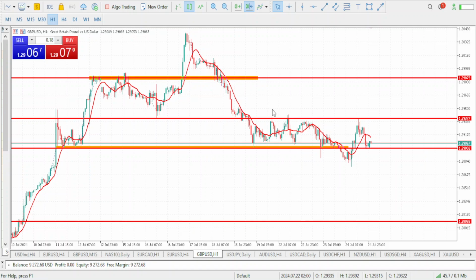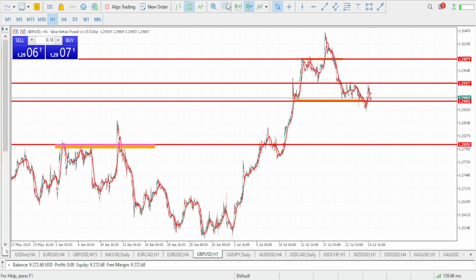Now let's take a look at what we will be expecting on GBP USD. If you zoom it out, you can see at first GBP USD was on an uptrend move. On this uptrend, we were clearly having higher highs and higher lows till it got to this peak. And now the market is currently giving us lower lows and a lower high.